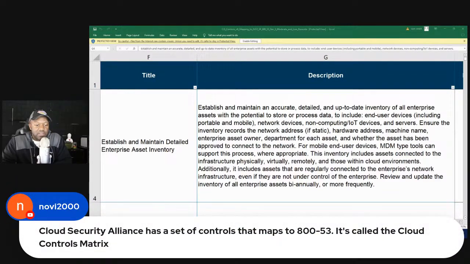And then Nabi goes on to say, Cloud Security Alliance has a lot of controls that map to 853, and it's called the Cloud Control Matrix. Oh crap, I gotta look that up. Thanks, man. Thanks for that information.